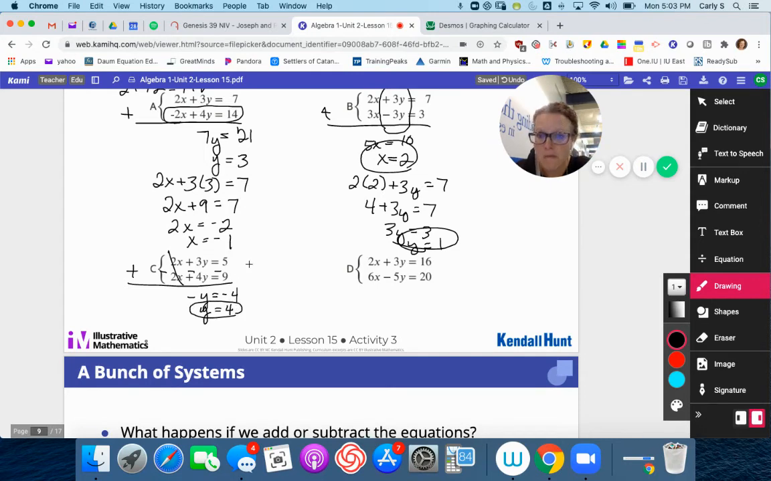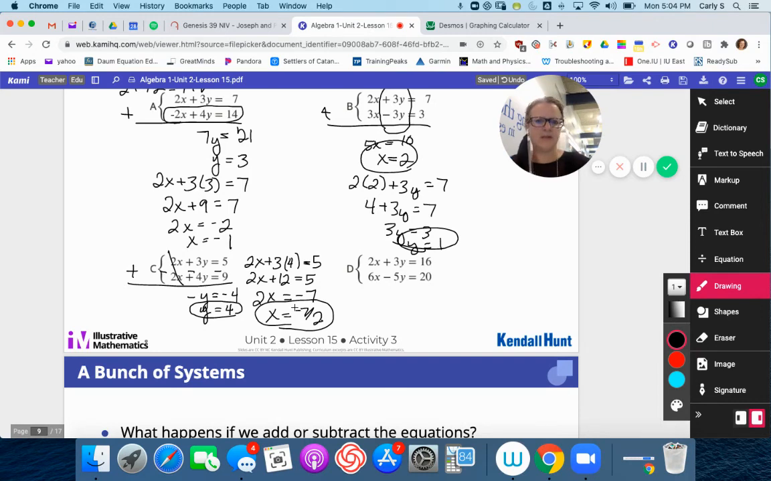I'm already out of room. So we're going to go back. 2x plus 3 times 4 equals 5. 2x plus 12 equals 5. Oh, we're going to get a fraction. I don't want a fraction. Ugh, we are. Okay. 2x, if I subtract 12 from both sides, I get a negative 7. So x equals negative 7 halves. Okay? I just checked. It's right.